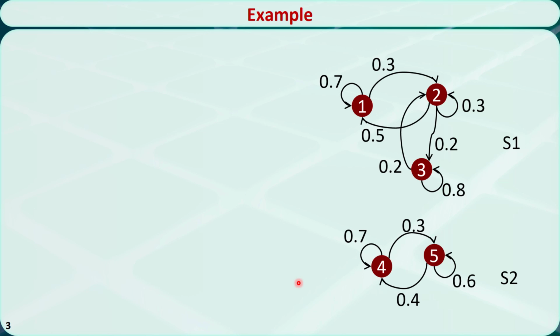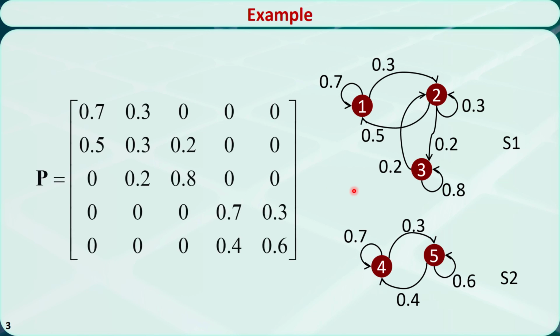Let's see an example. This Markov chain has 5 states. This is the state transition matrix. In this example, state 3 is reachable from state 1 via the path 1, 2, 3. But state 5 is not reachable from state 1. There's no path from 1 to 5. States 1 and 2 communicate. We can go from 1 to 2 and from 2 to 1.